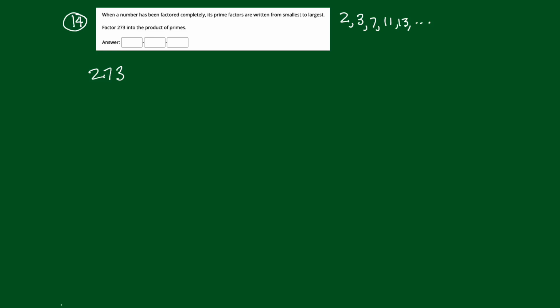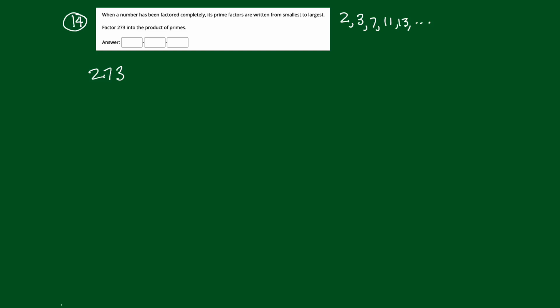All right, so start with the first prime number. Now, does 2 go into this number? Does it divide evenly? No, because it ends in a 3. So 2 doesn't work. What about the next number, 3? Does 3 divide evenly into this number? Well, it turns out it does. And here's how I know that.